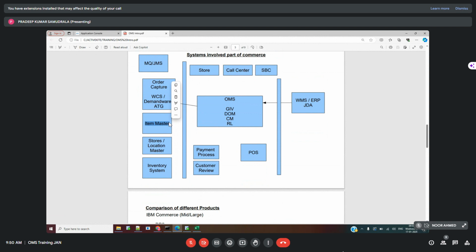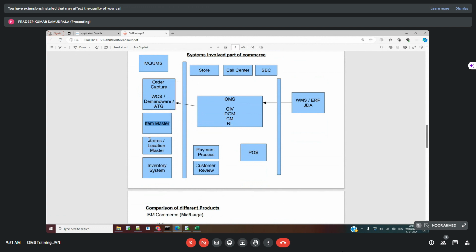In many places, item master might be present within OMS or within WMS, or in some places we might have item master at the client side, as the client also would need the item master data in their system. There would be a synchronization process between the client item master system and OMS or WMS. So that is what item master is.